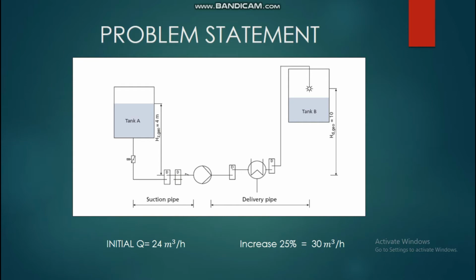With the client's request, we have to design a centrifugal pump that can deliver a higher flow rate, increasing from the current 24 m³/h by 35% to 30 m³/h.